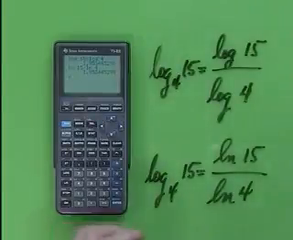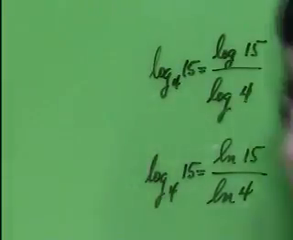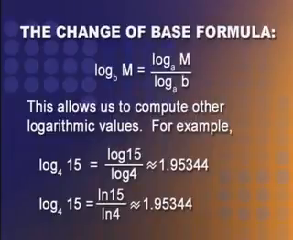If we go back to that graphic on the change of base formula, let's look at the answers that were computed or is written on the screen. The log base 4 of 15, if you take log 15 over log 4, you get, this is rounded off, 1.95344. And if you take the log base 4 of 15 using the natural logarithm, you get approximately the same number again. So this is a formula that allows us to compute logarithms in any other base.